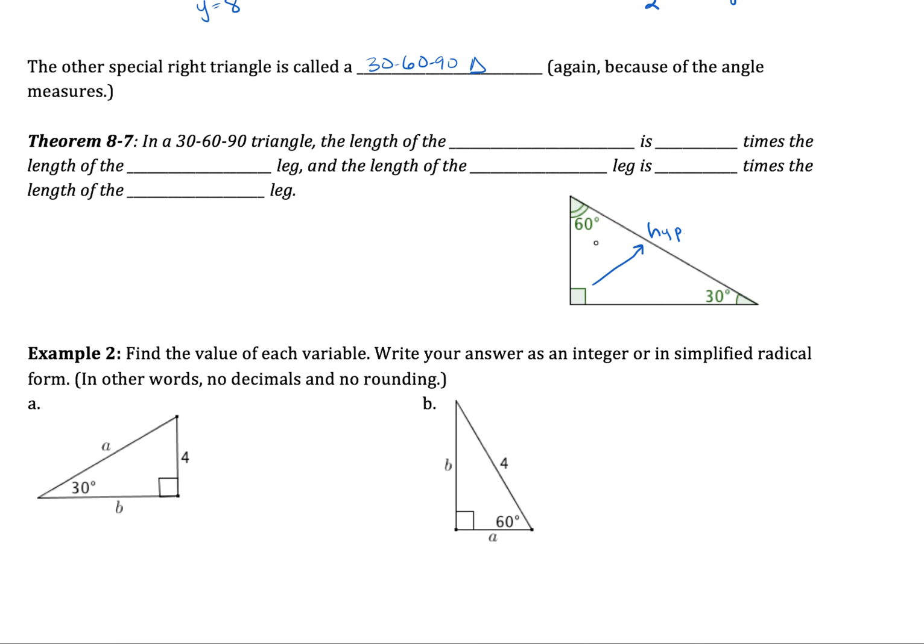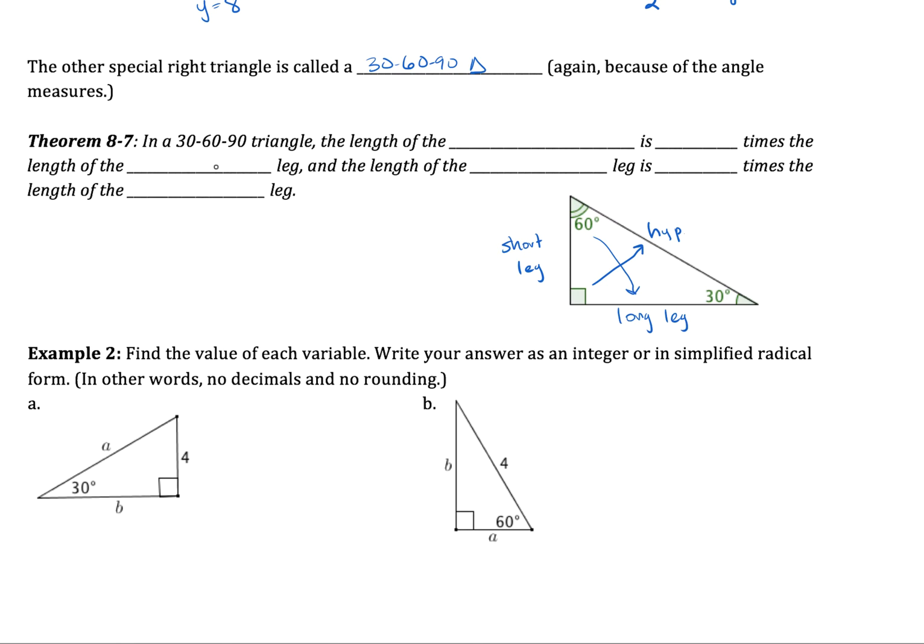So we're going to call the one that's across from the 60, this one over here, the long leg, because it's longer than the other one. And of course, we're also going to call the one across from the 30-degree angle the short leg. Very creative names we have going on here. So we have our hypotenuse, our long leg, and our short leg.